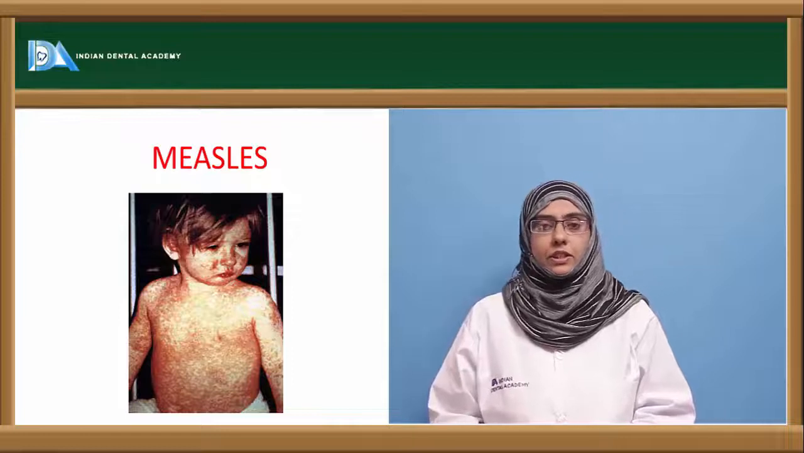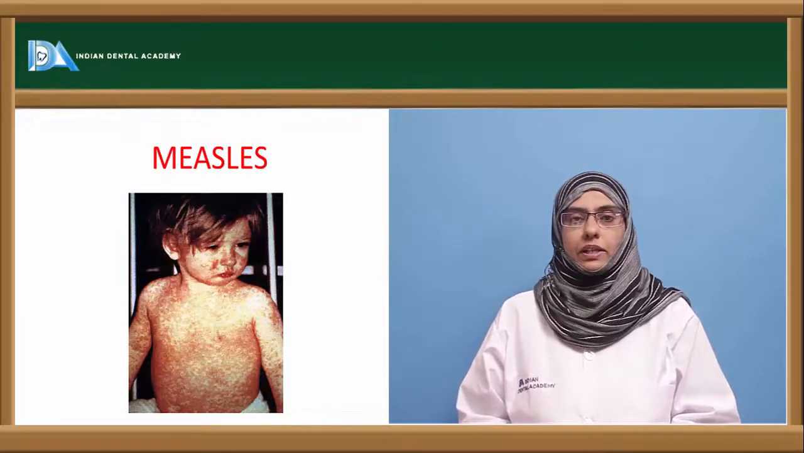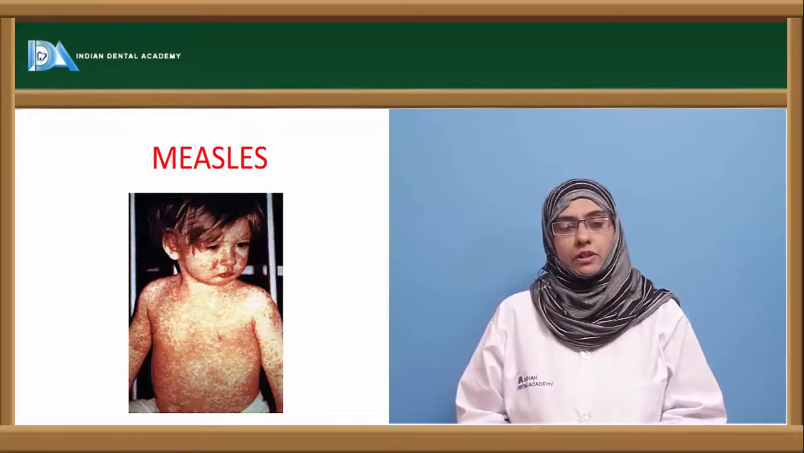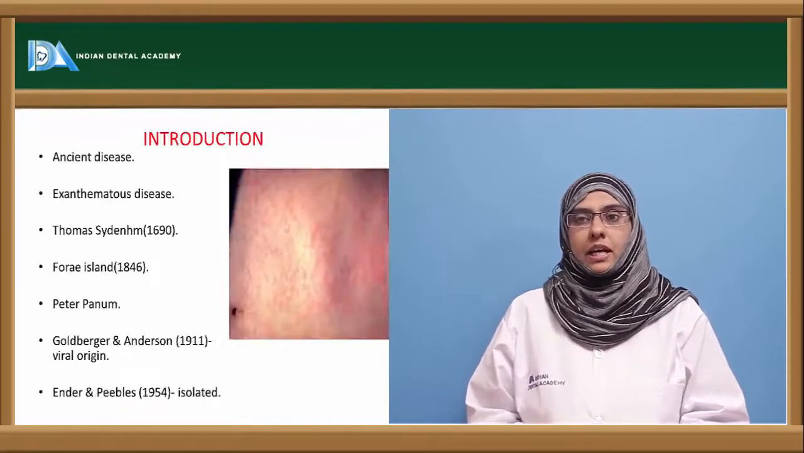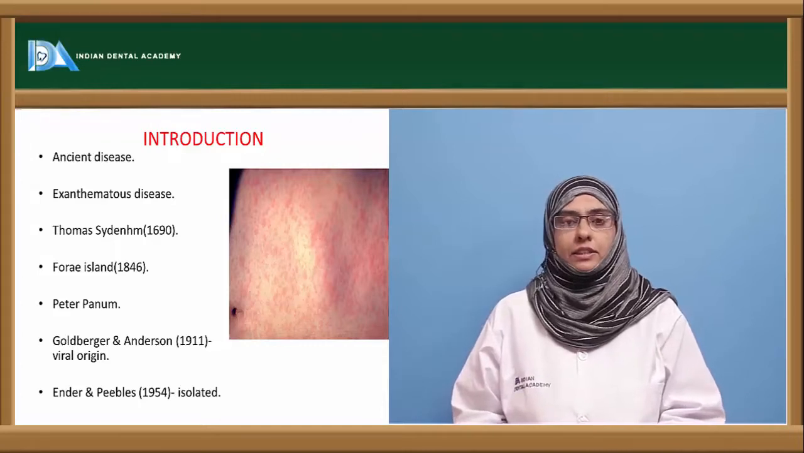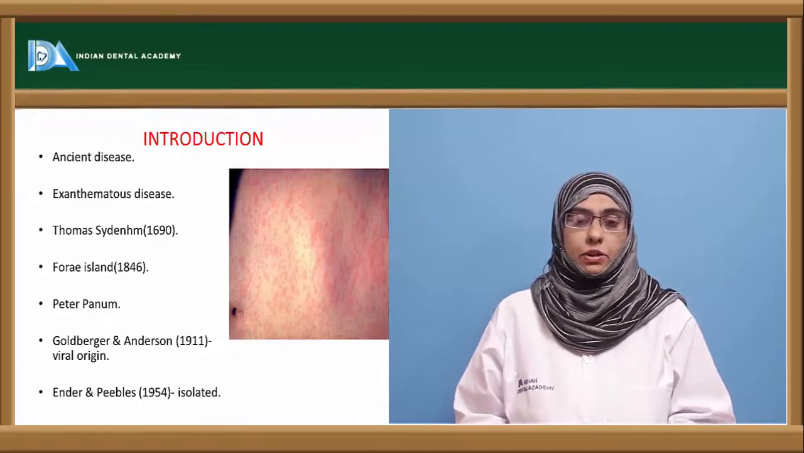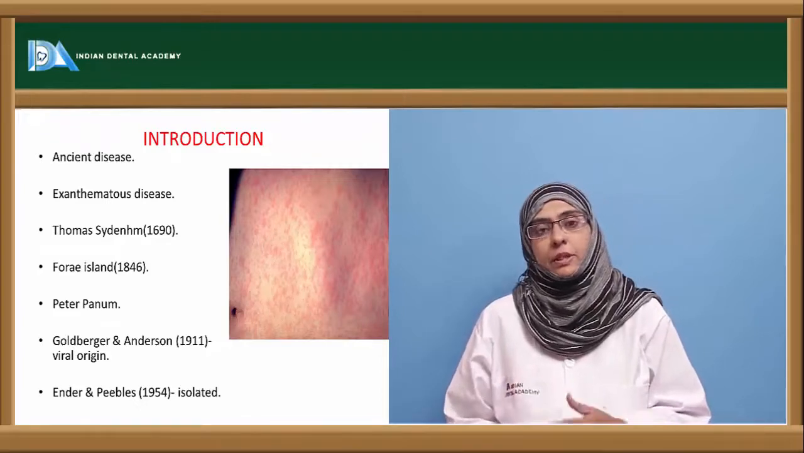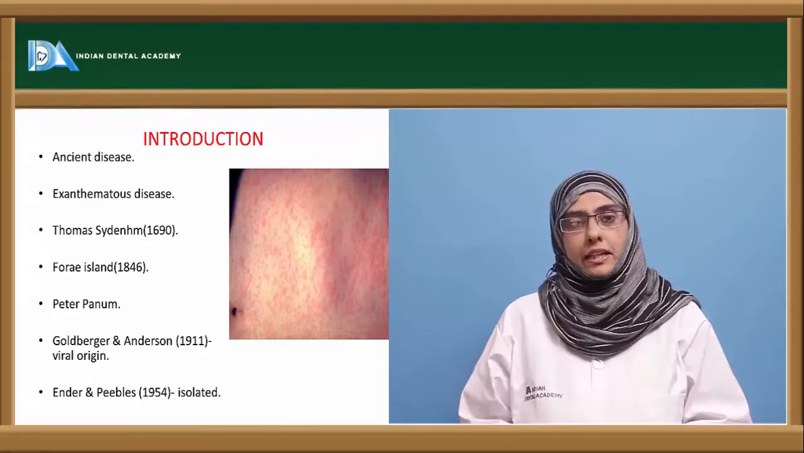Measles is a disease caused by the rubeola virus. The disease is also called rubeola, and the virus belongs to the genus Morbillivirus. Coming to the introduction, this is known to be an ancient disease, where no clear distinction was made between measles and the other exanthematous diseases.